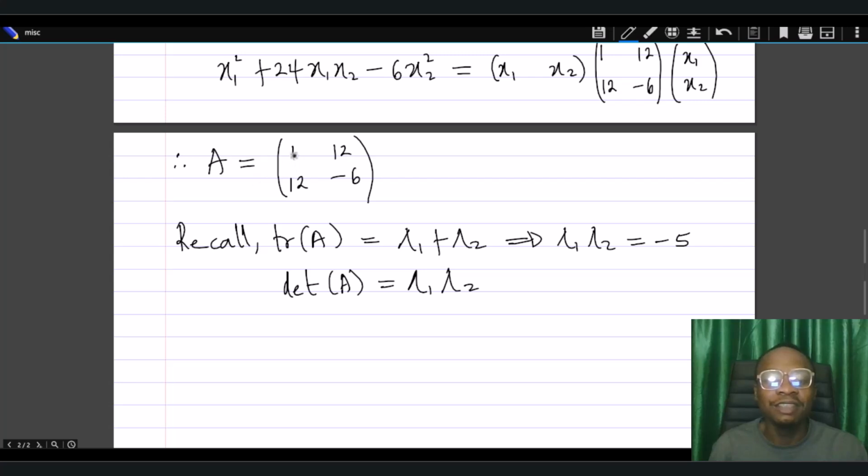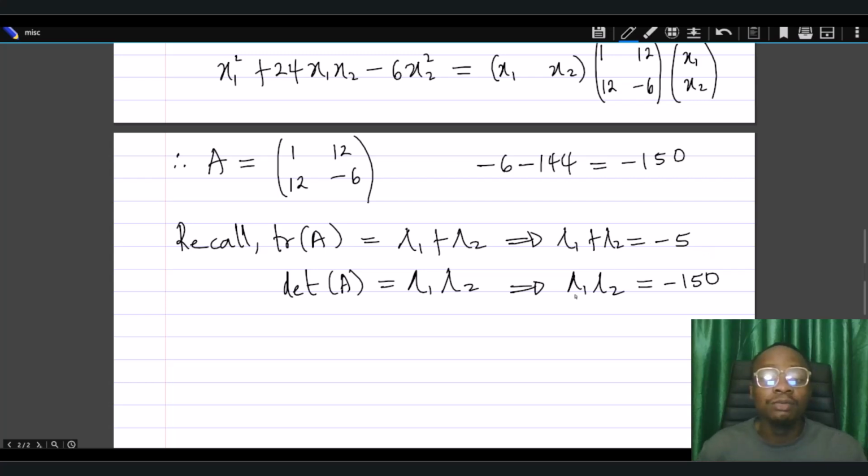The determinant of this, we can get with our calculator, or we can just multiply it out from here. This is 1 multiplying minus 6, that is minus 6. Then minus 12 multiplying 12. 12 multiplying 12 should be 144. With that, we have minus 144 and minus 6, that is minus 150. So lambda 1 plus lambda 2: the addition of these two is minus 5. And then the product of these two, lambda 1 times lambda 2, is minus 150.